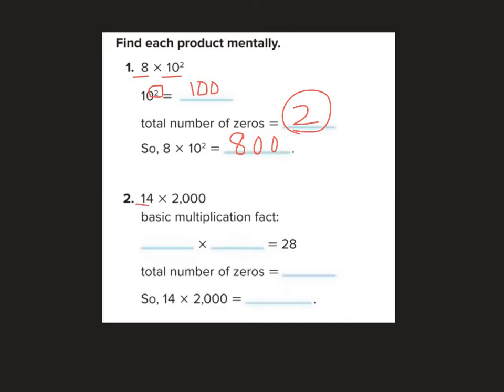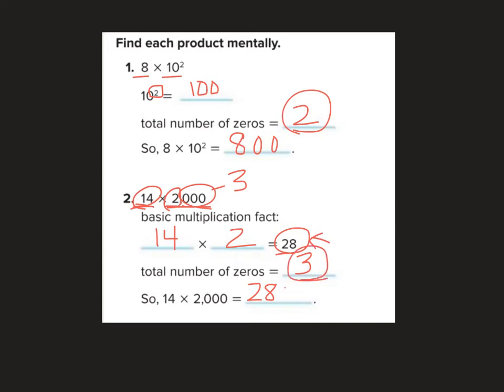Next, 14 times 2,000. Our basic multiplication fact is 14 times 2. We're just taking the whole numbers that aren't zeros in the front. 14 times 2 is 28. The total number of zeros there is 3. So 14 times 2,000 is my 28, which I got by multiplying the numbers in the front, and then I have to have 3 zeros. So my final answer is 28,000.